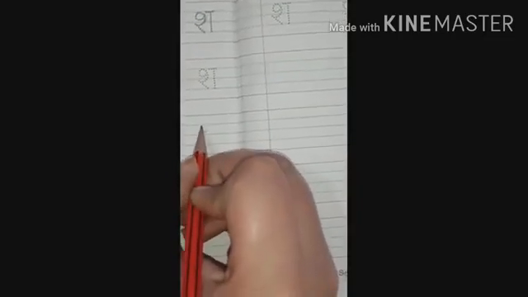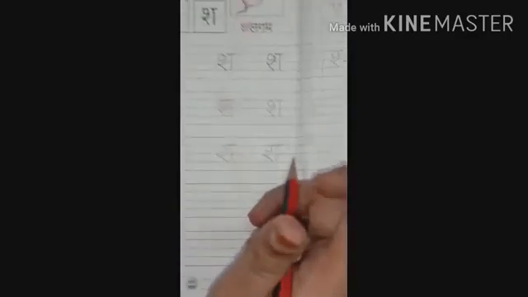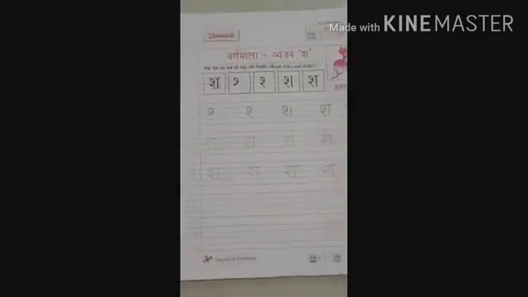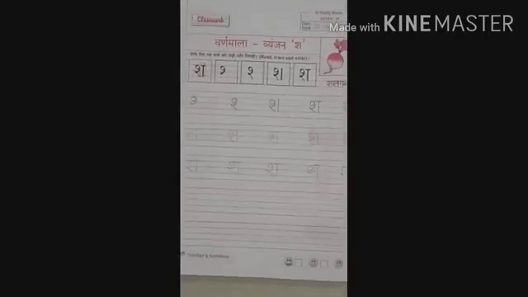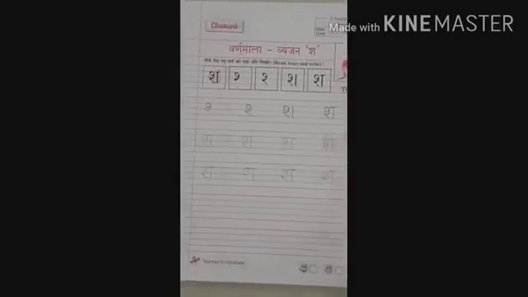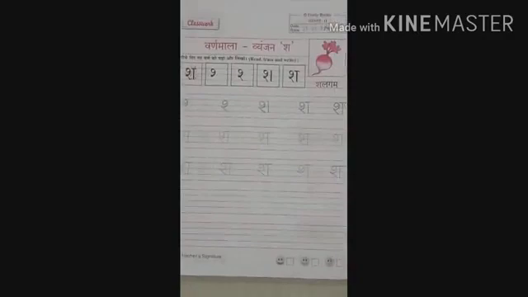First you have to make one circle, curve, slanting line, standing line, and then sleeping line. Like this, you have to make व्यंजन sh. Sh se shalgam. Now it's your homework that you have to complete this page by yourself.